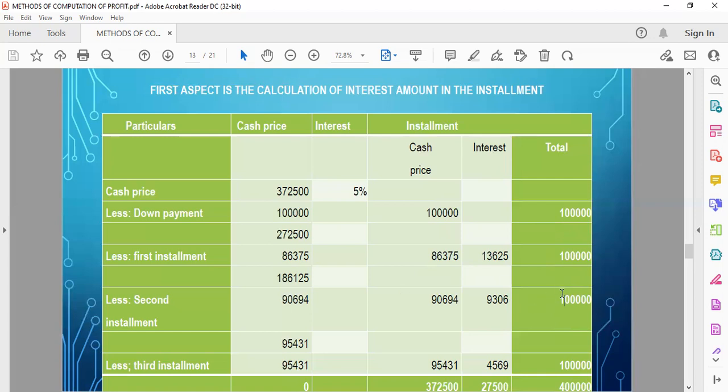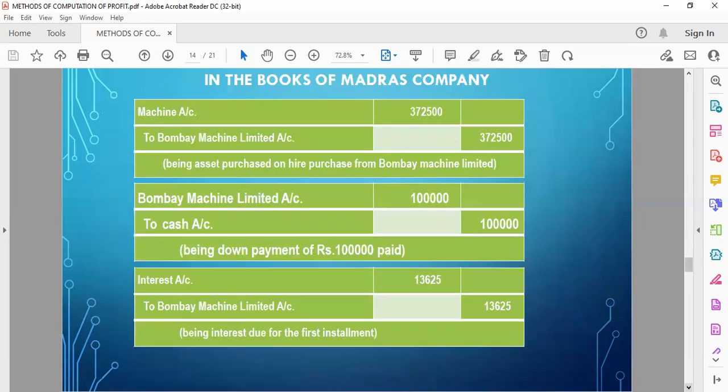For the next year also 1 lakh, and the last year also 1 lakh. Total amount, how much? 4 lakhs. Here, cash price 3,72,500, right? Interest we are paying 27,500. Then we'll move further to the books of the Madras company.